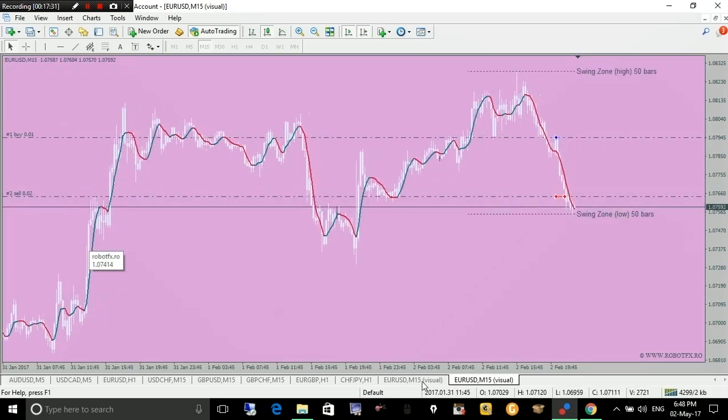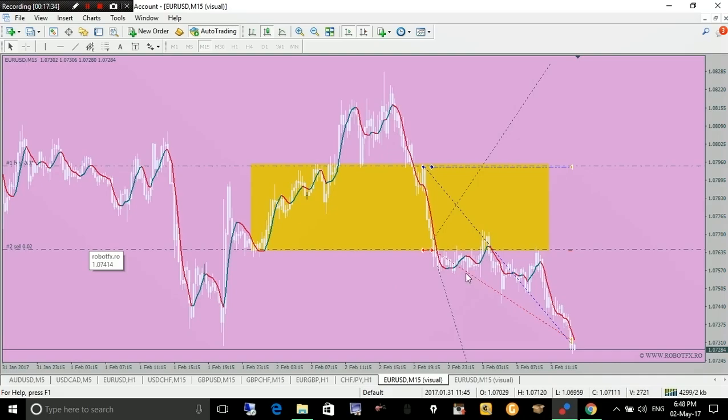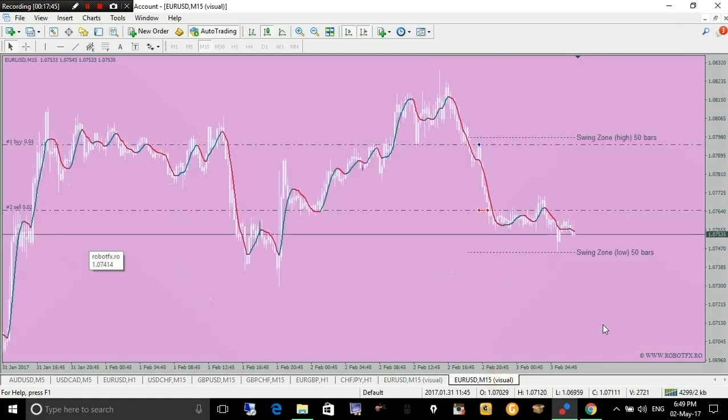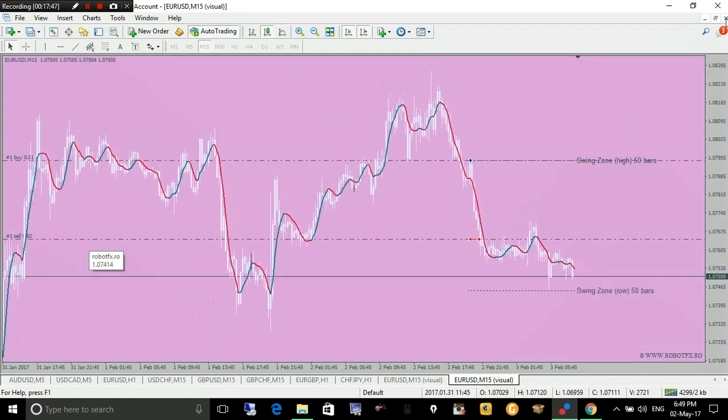And if you remember well, I will close this now. If you remember well, this basket will close right here. So this basket will close sooner or later.